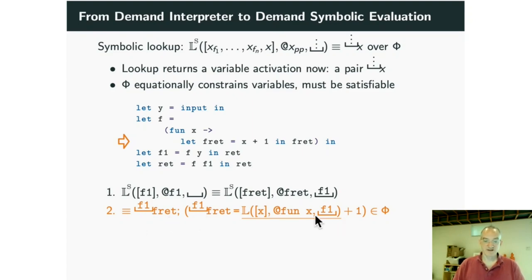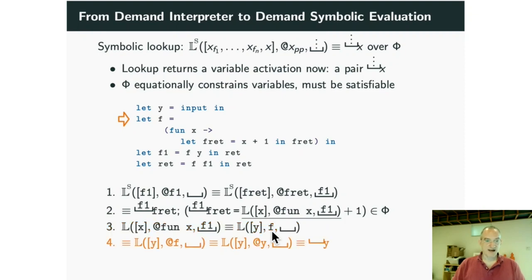But additionally, we have a constraint which requires this variable to have the value of whatever X's lookup is plus 1. And remember, this lookup here is in turn going to return a variable. So let's proceed with that lookup and see what it returns. To look up X from this point here, it suffices to look up the parameter of the call site. The call site was F1, so the parameter is Y. So it suffices to look up Y. And if we go up, we see Y is up at the top of the program. It's in fact an input.